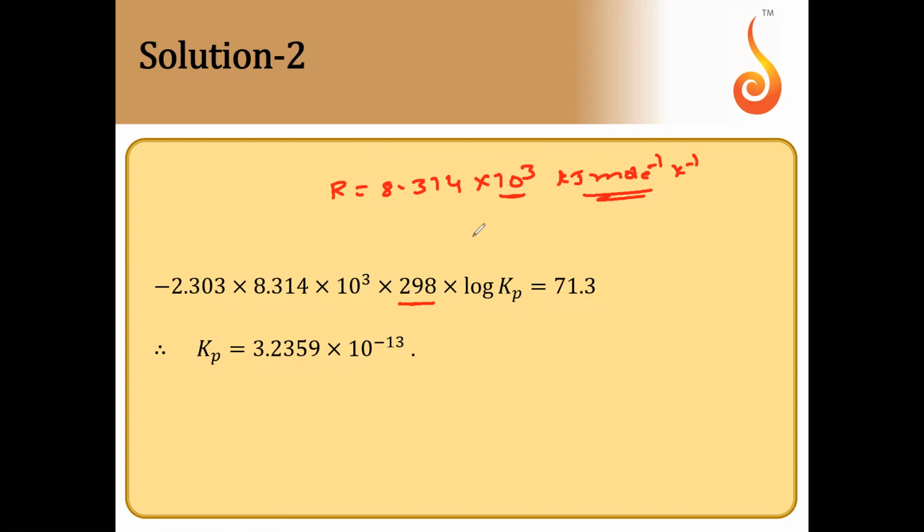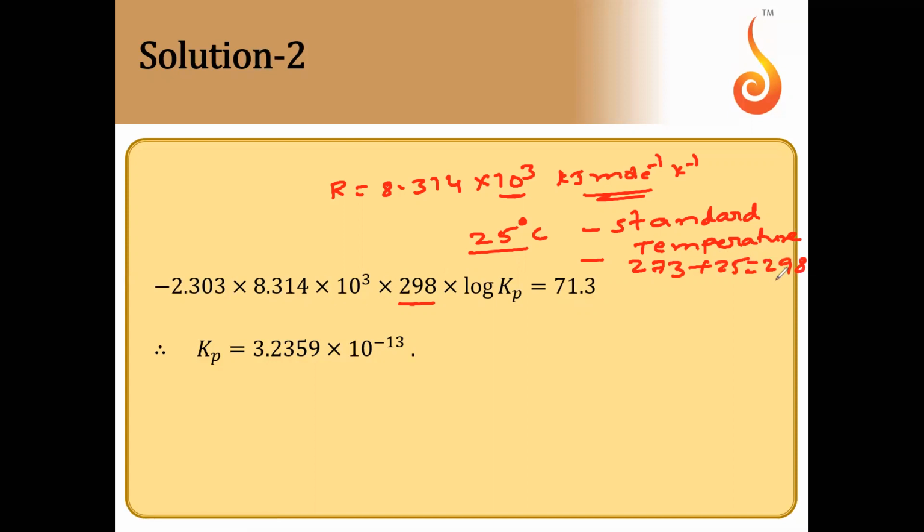And 298, this is 25 degrees C, because standard temperature means 25 degrees C. So we can say 273 plus 25, which is equal to 298. So 298 into log Kp is equal to 71.3, because they have given the delta G value 71.3 kilojoules.